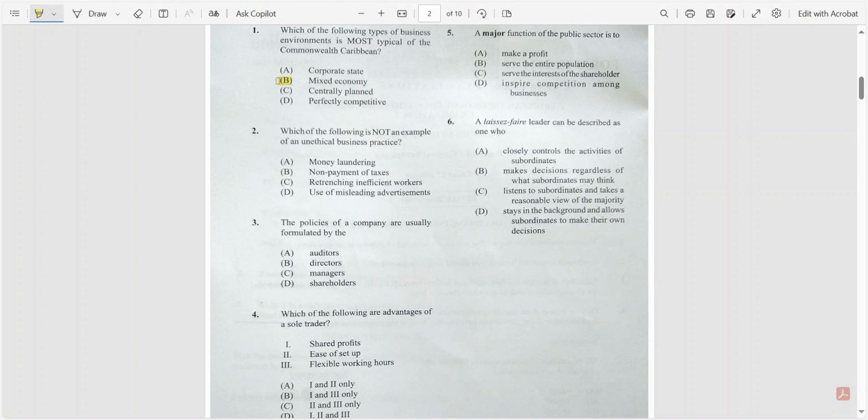Which of the following is not an example of an unethical business practice? Money laundering, non-payment of taxes, retrenching inefficient workers, or use of misleading advertisements? The answer is C. The policies of a company are usually formulated by A, the auditors, B, the directors, C, managers, or D, shareholders. The answer is directors.